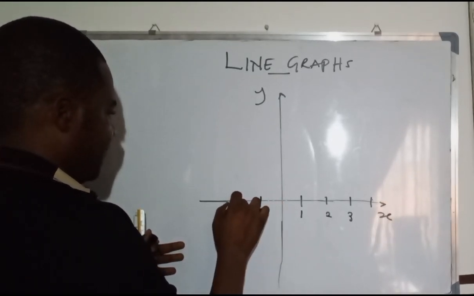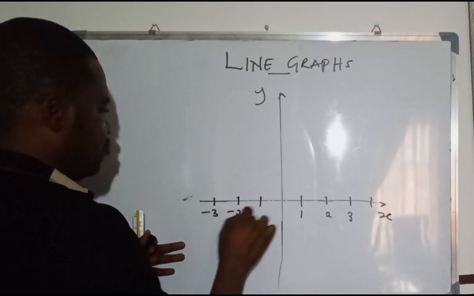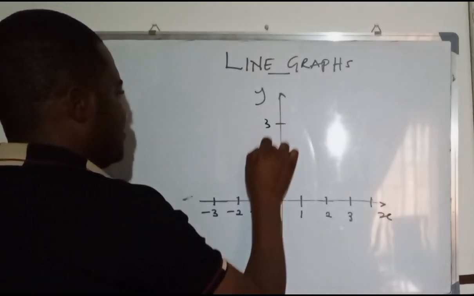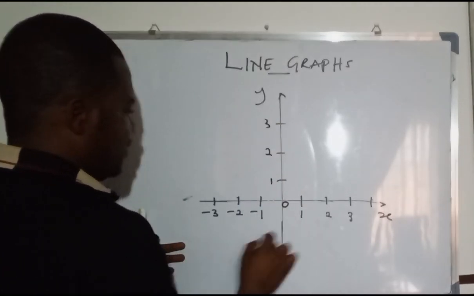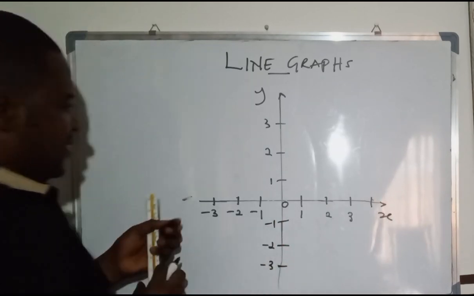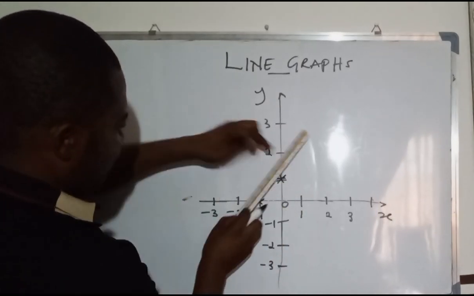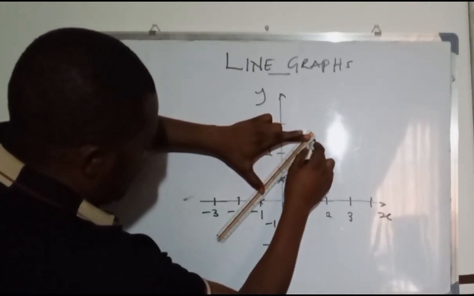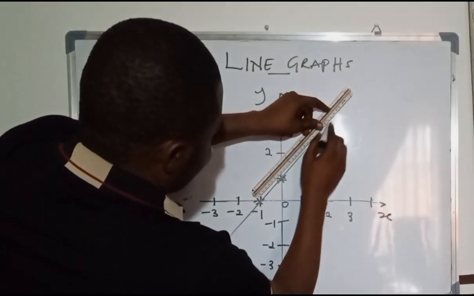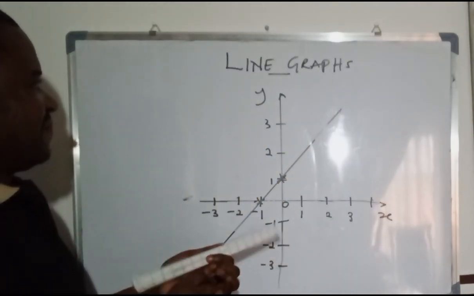And here we also have minus 3, minus 2, minus 1. And here we have 3, 2, 1. This of course is 0 at this point. And here we have minus 1, minus 2, minus 3. Let's say we're given a graph that cuts at this point. The line cuts at this point.